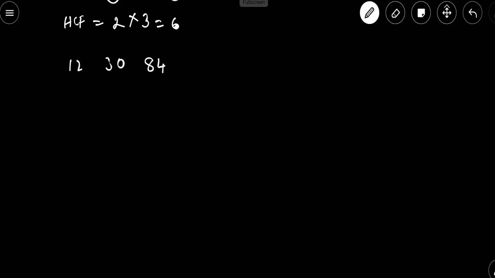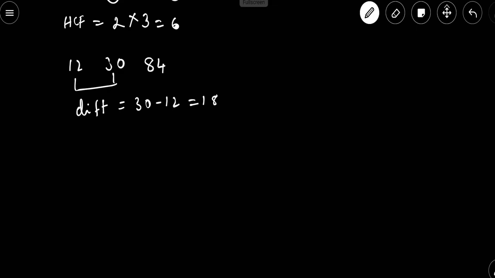Of these, first I will take only the two smaller numbers, and I will calculate the difference between these two. How much is the difference? The difference is 30 minus 12, which is 18. Now I have to see if it is a multiple of 12 or not. Okay, so 18 is not divisible by 12, and it is not divisible by 30 also.